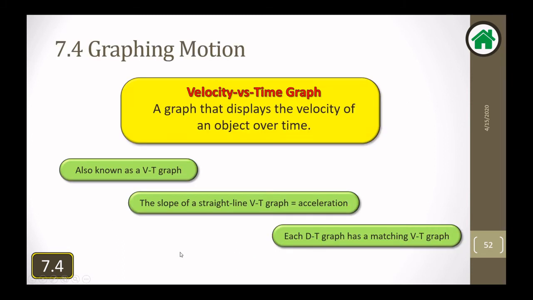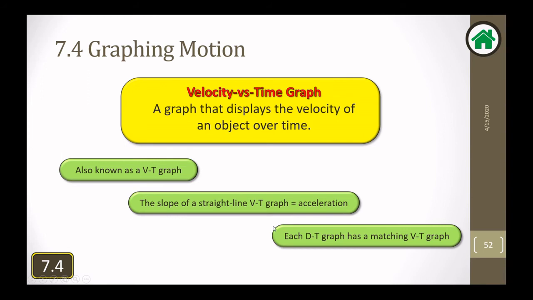So next, let's talk about velocity versus time graphs. A velocity versus time graph, also known as a VT graph, compares velocity to time. So it doesn't show you how far an object has traveled, but it shows you how fast the object is traveling over time. The slope of a VT graph, or velocity versus time graph, tells you the acceleration of the object.